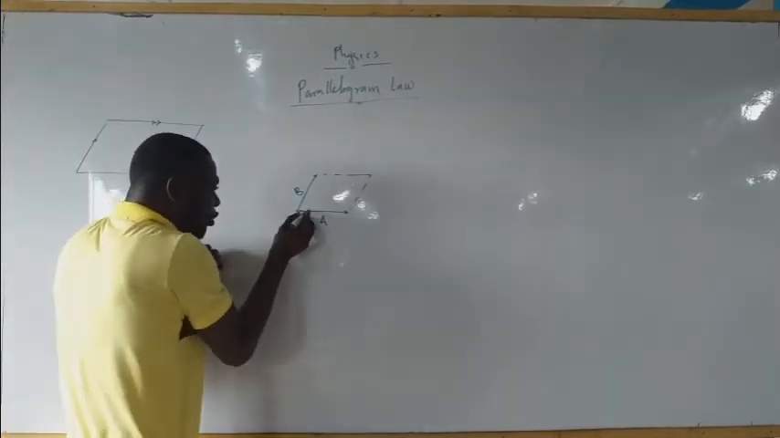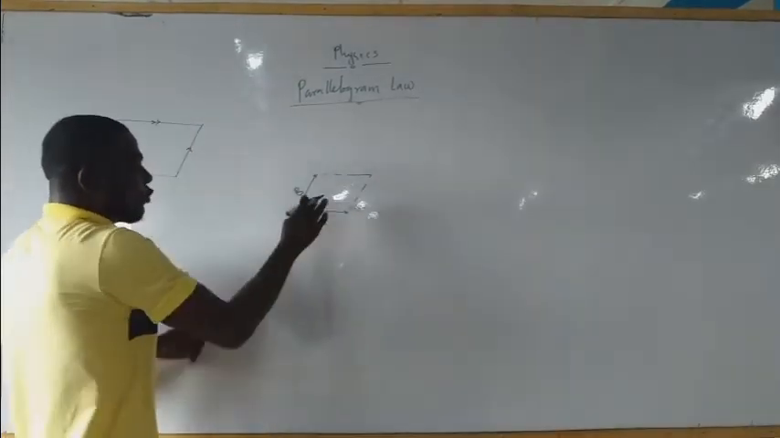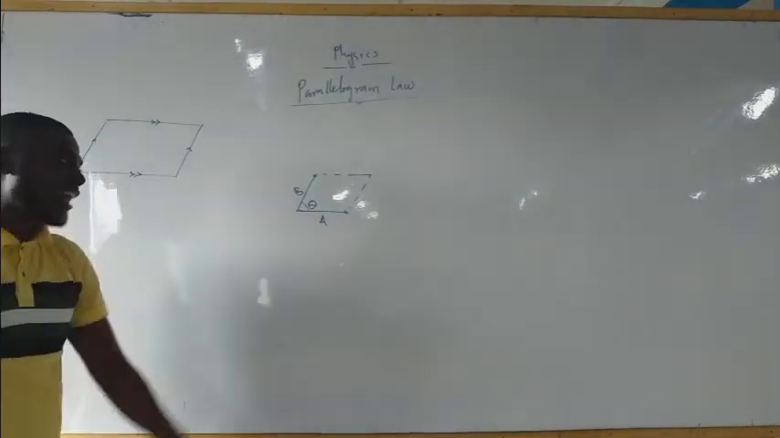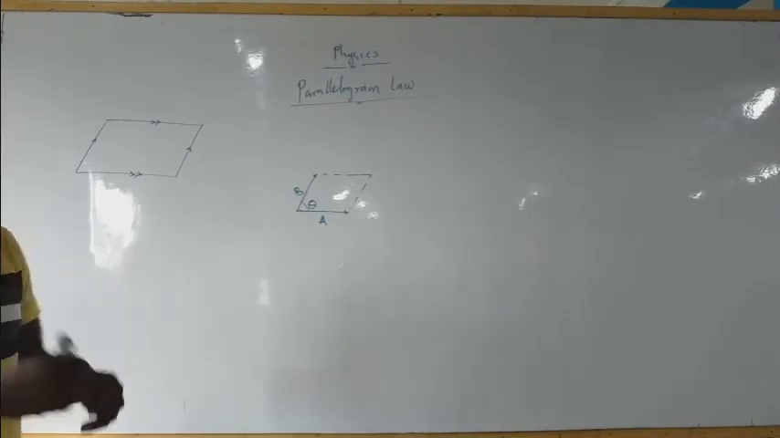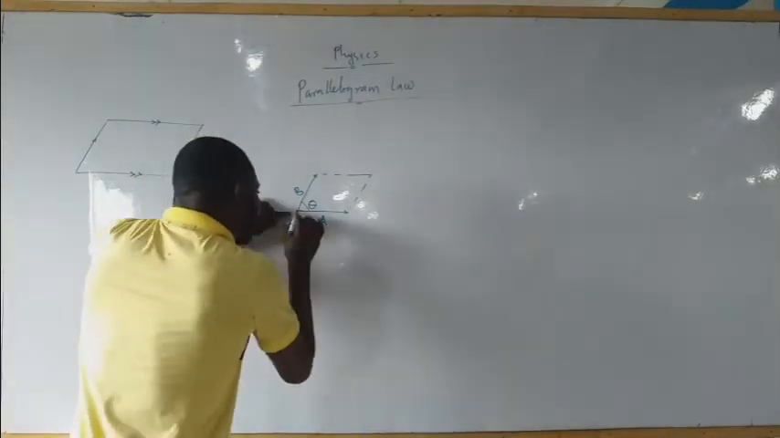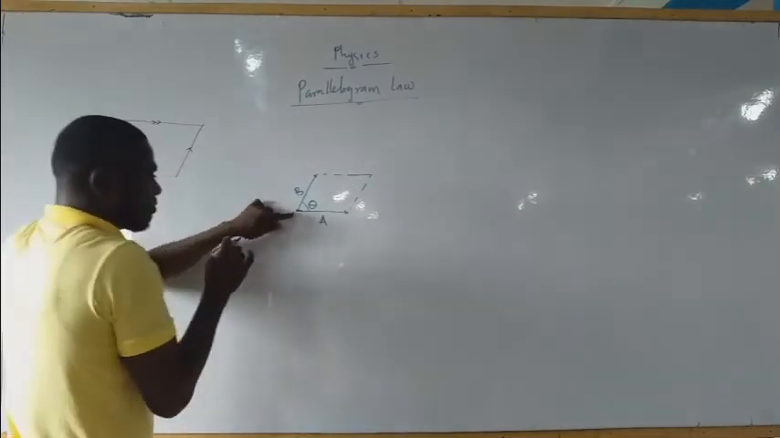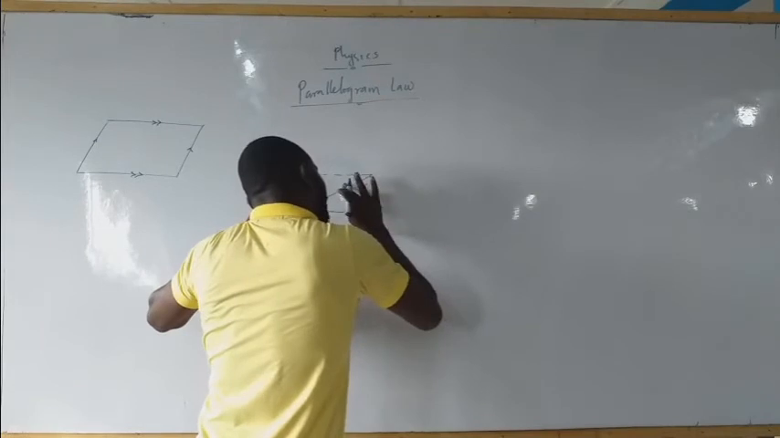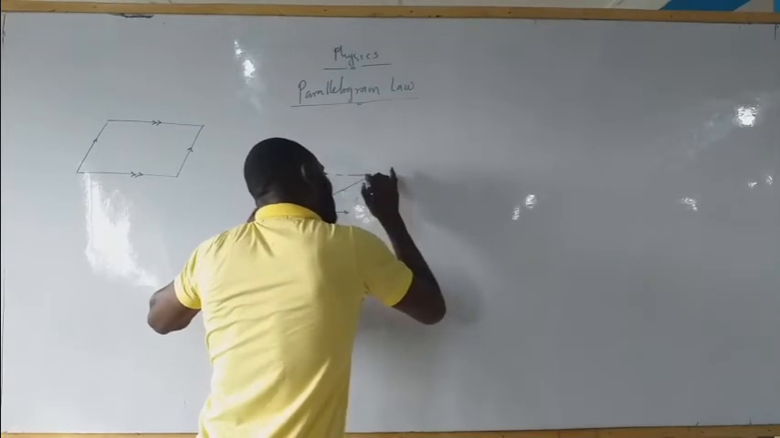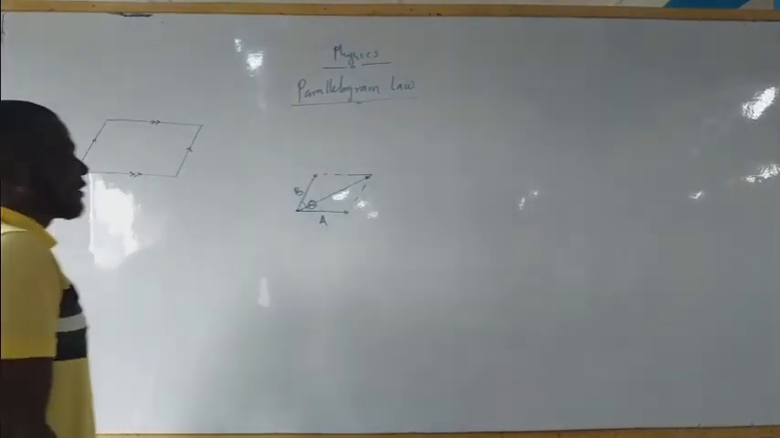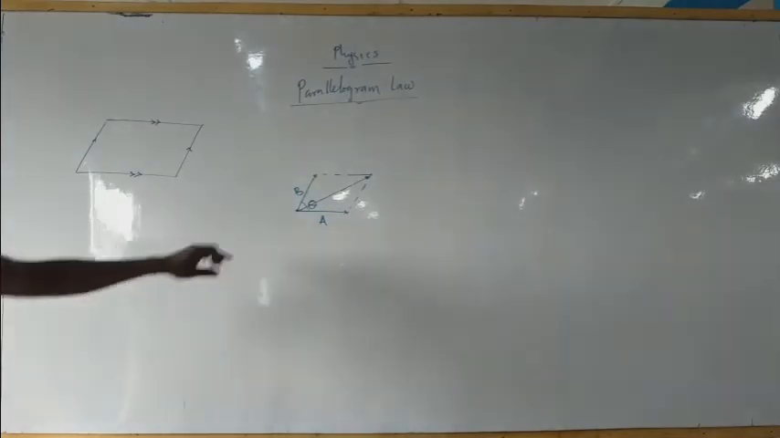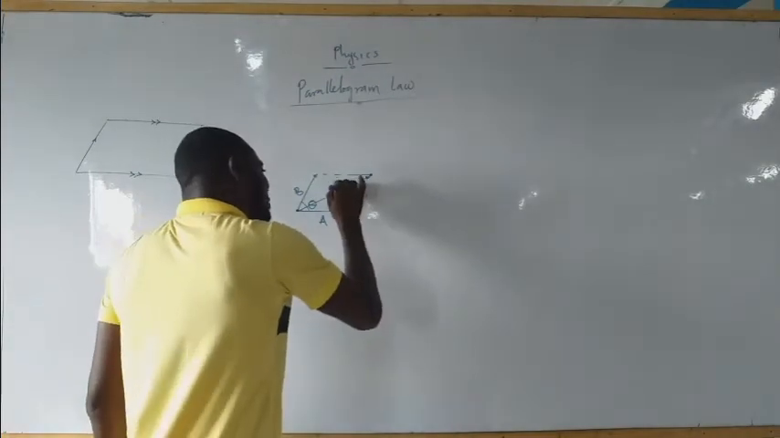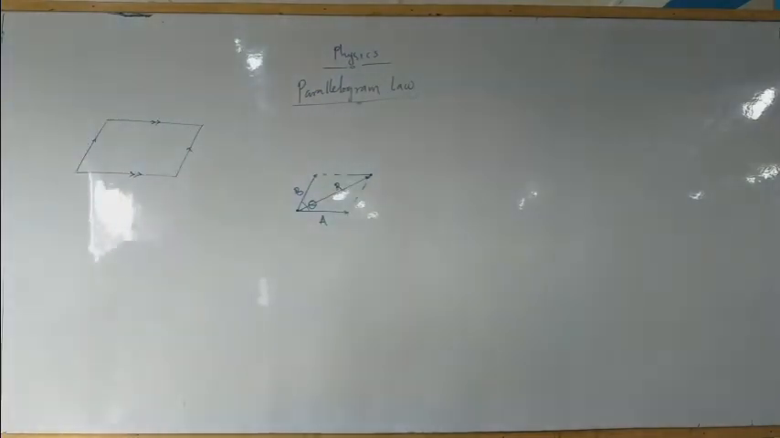So the angle between the two vectors of different magnitude, let's call that theta. What will be the resultant? Joining this point down to this point, you join the two common opposite points together. These are the two common points. Join them together, then we have the resultant.